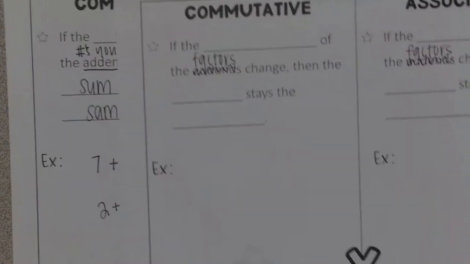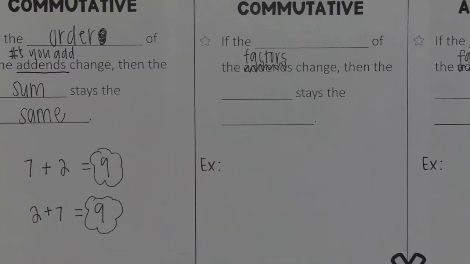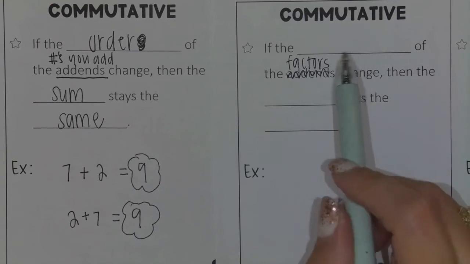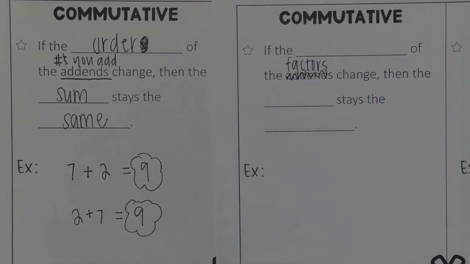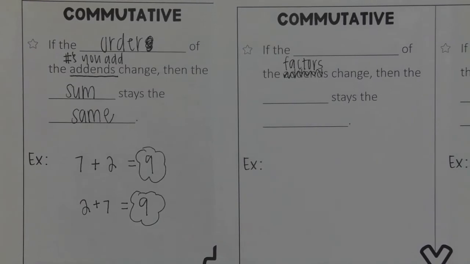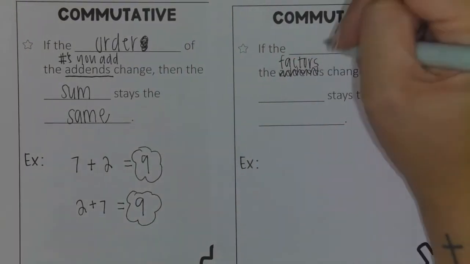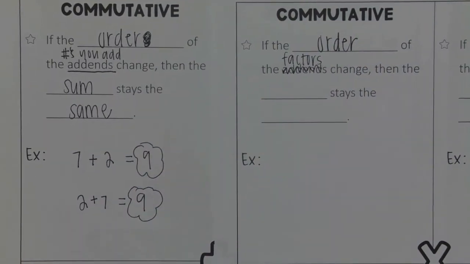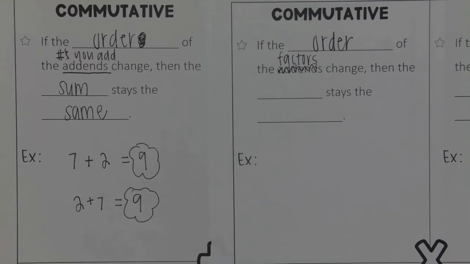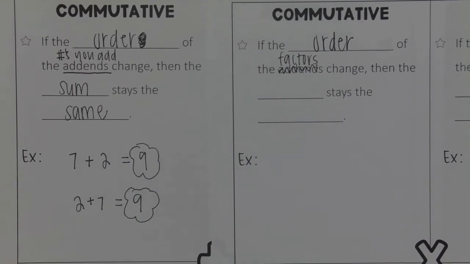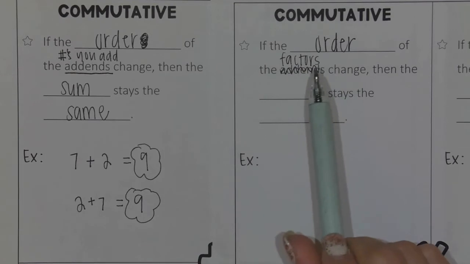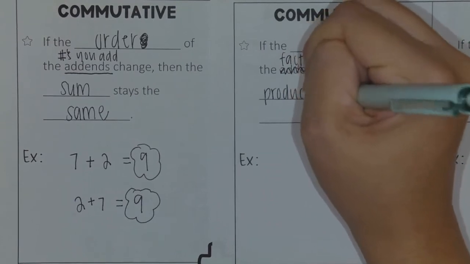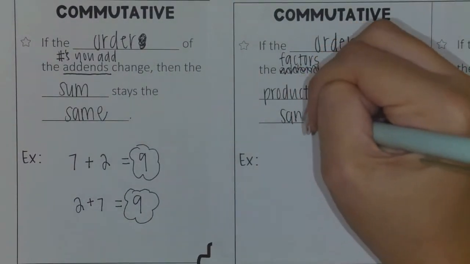So let's talk about the commutative property, but this time of multiplication. So when we look here, and I did make a mistake on my notes, but I fixed it. When we look at our definitions here, they look very, very similar. It starts with if the blank. Okay, so commutative property, it's still all about the order. But I don't have addends when I multiply. Instead, we call those numbers factors. And factors are the numbers that we are multiplying. So if the order of the factors change, then the product, that's what we call the answer to a multiplication problem, the product should stay the same.